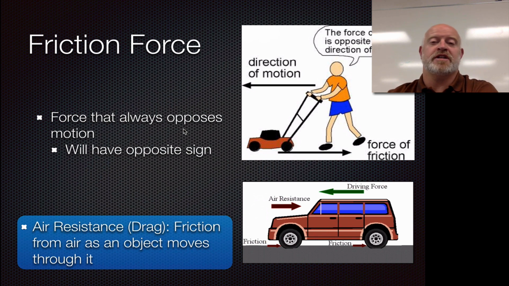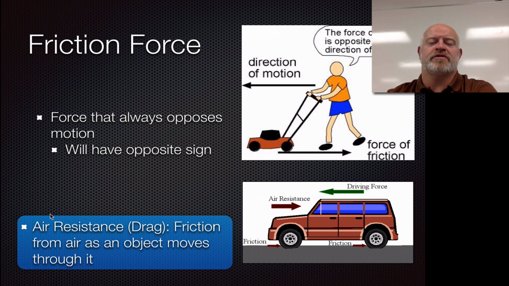So friction can be seen as something that slows us down or stops us, but it can also be something that's needed to start us moving forward also. Okay, but it will always oppose motion. So whatever direction that you are moving in, or the object is trying to move in, it's going to be the opposite of that direction. Okay, so it's going to have that opposite sign as we take a look at the forces acting on things.